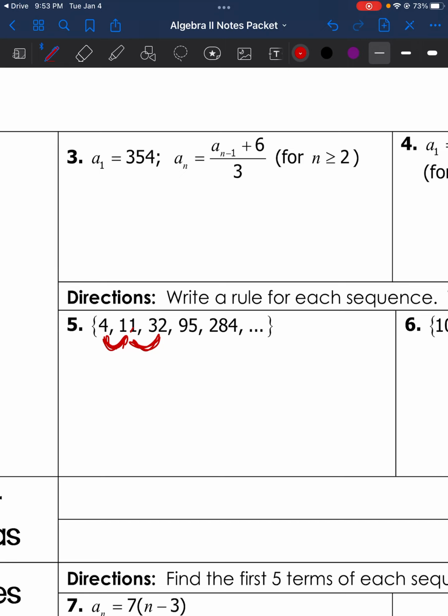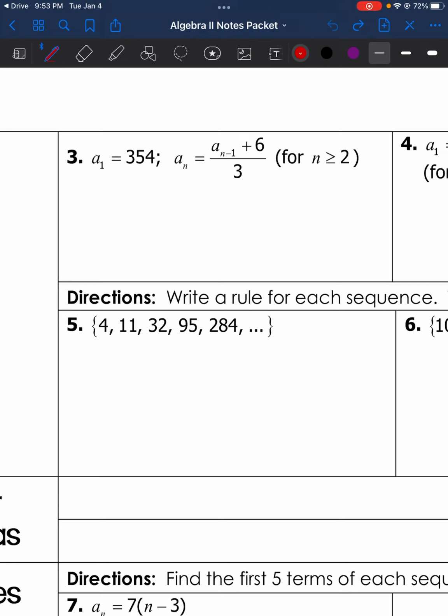Let's see what else do we have here. What are some ways we can get to 11? If we multiply by 2 and then add 3, okay? From 4 to 11, we multiply it by 2 and add 3. So if we multiply 11 by 2 and add 3, would we get 32? Well, 11 times 2 is 22, add 3 is 25. So no, that's not enough.